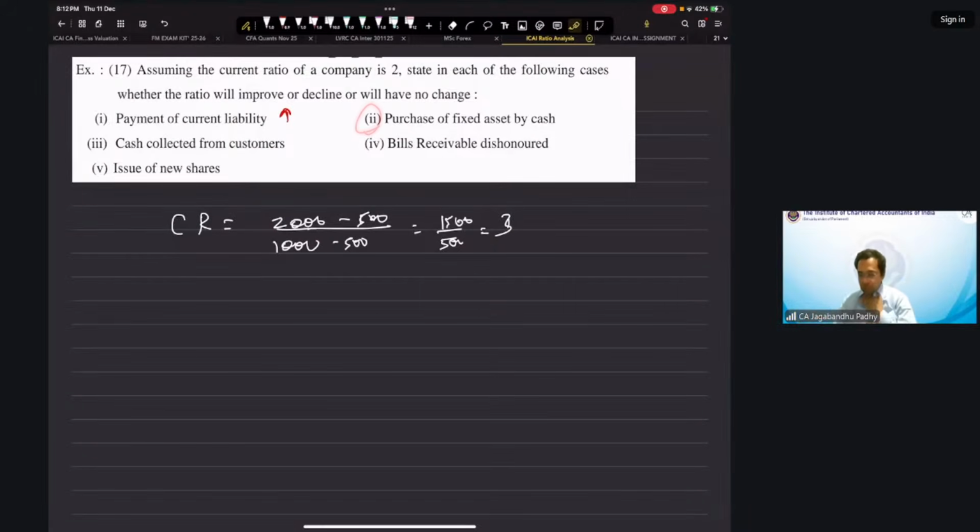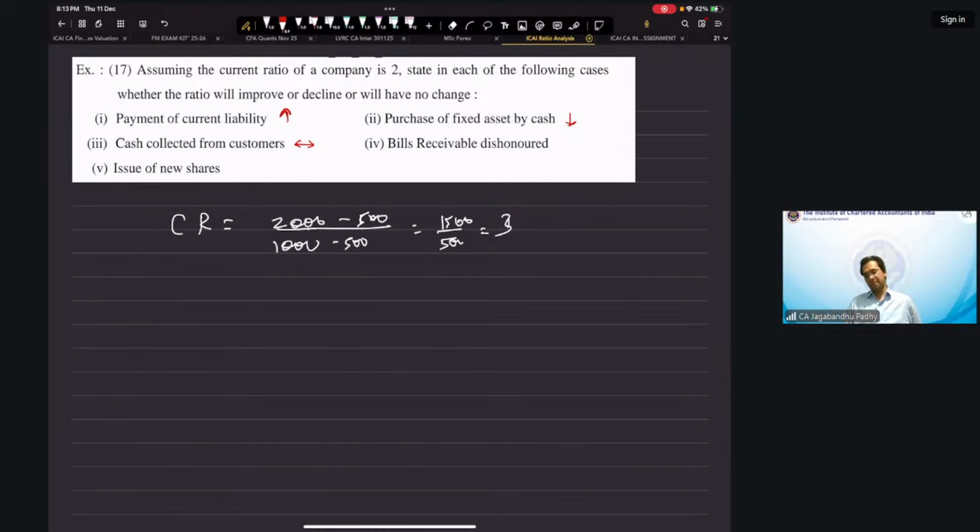Second is purchase of fixed asset by cash. If you're going to purchase the fixed assets by cash, what's going to happen to the current ratio? Because when you're purchasing fixed asset, the cash balance reduces and a fixed asset comes in. So your current asset reduces, so this is going to be reducing. Third one, cash collected from customers. Will the current ratio remain same, or is it going to increase or decrease? If you're collecting cash from your customers, no change is happening in the current ratio, because there's a reduction in the debtors and there's an increase in the cash balance. So there's no change.